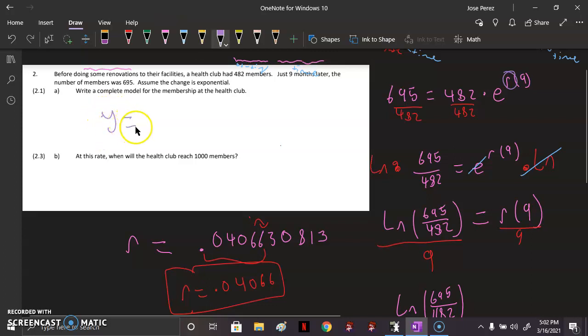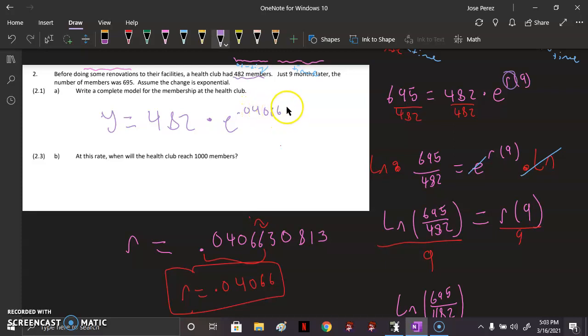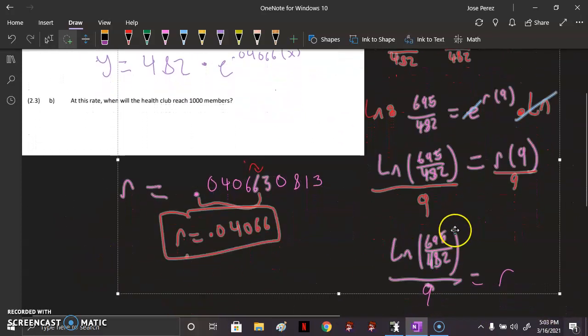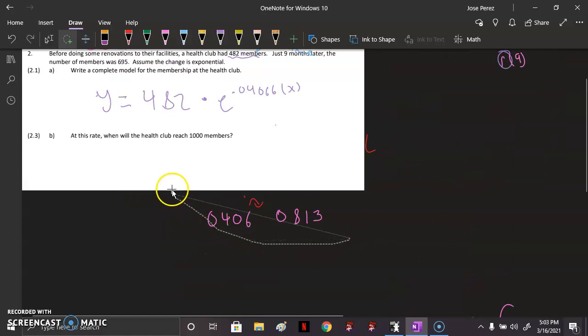So we're going to have Y is equal to the starting amount, which is 482 members. 482 times e to the rate, which will be 0.04066 to the x. And this is what our rate is. And now the question is, for B, at this rate, when will the health club reach 1,000 members? Now, let me get rid of this, because I feel like you've already seen all this. You can go back in the video and see if you need more explanations.